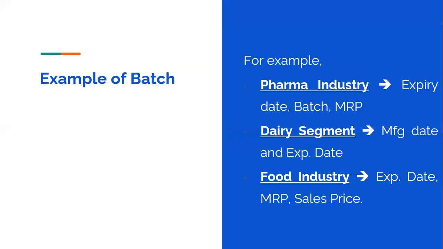Let's have some examples of batch-wise detail. Like many industries, we can incorporate these batch-wise features: pharmaceutical industries, the dairy segment, and food industries also. For pharma industries, we can use features in batches like expiry date, batch, and MRP system. In the dairy segment, we can use manufacturing date and expiry date. For the food industries, we can use expiry date, MRP, as well as the sale price related to that batch number.